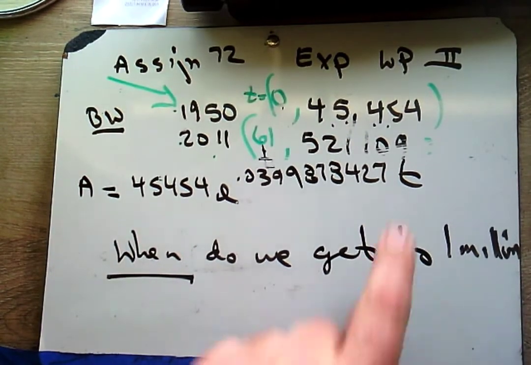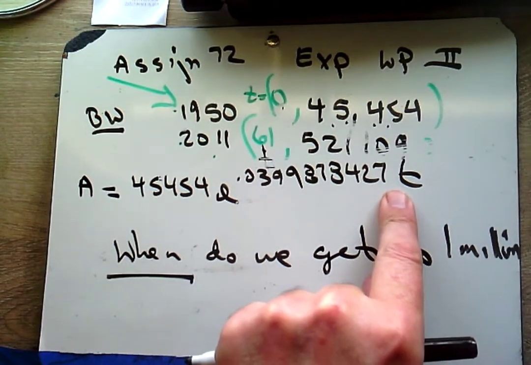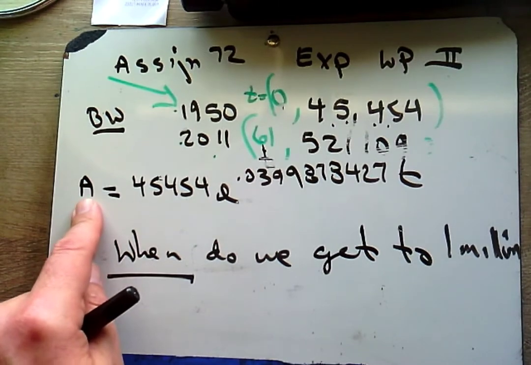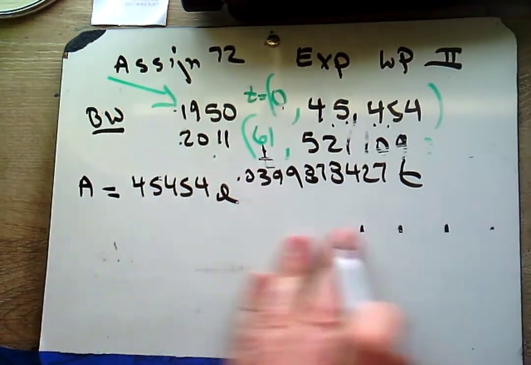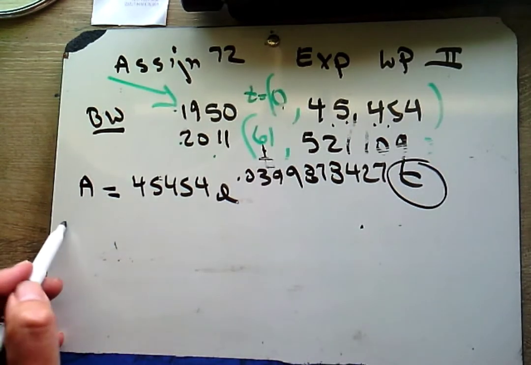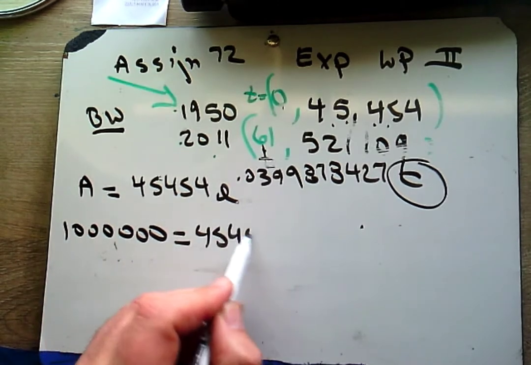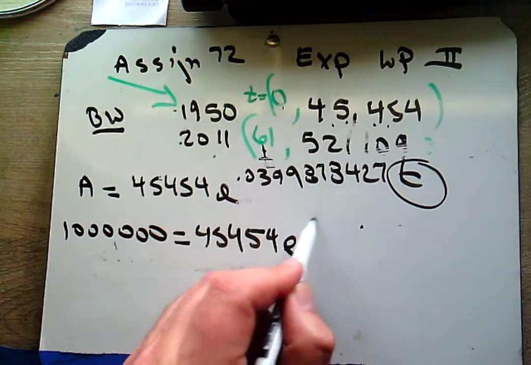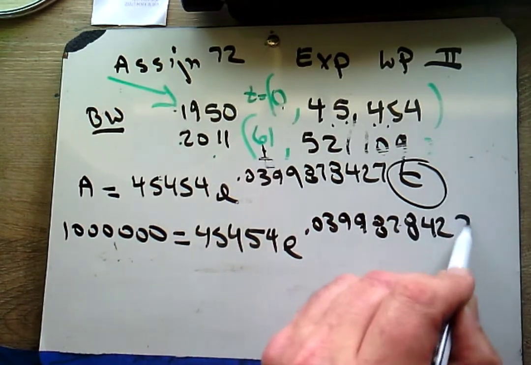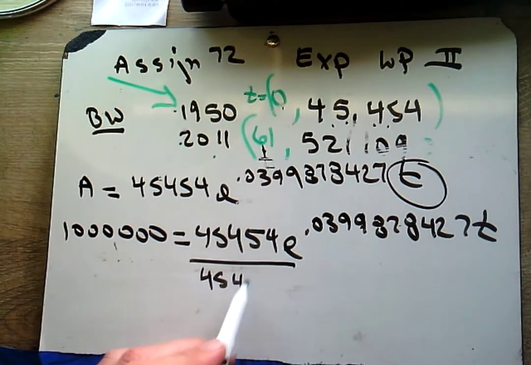And 1 million people, do I plug a 1 million in here? No, this is 1 million people. It doesn't go in for time. 1 million people goes over here for the amount of people that we have. And we're looking for time. When tells us we need to solve for t. So 1 million equals 45454 e to the 0.03998788427t. So first, let's divide.